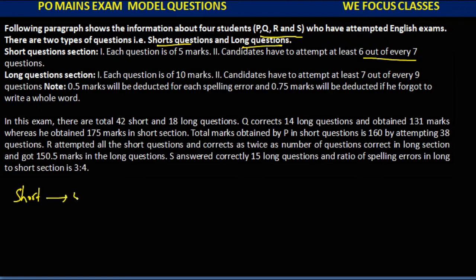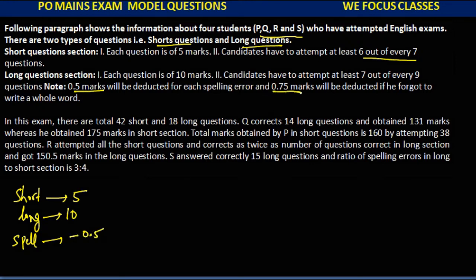In the short question section, each question is of 5 marks. And in the long question section, each question is of 10 marks. In the same way, another data is given in the long section. Candidates have to attempt at least 7 out of every 9 questions. Note, 0.5 marks will be deducted for each spelling error.